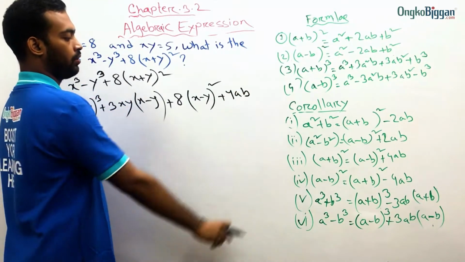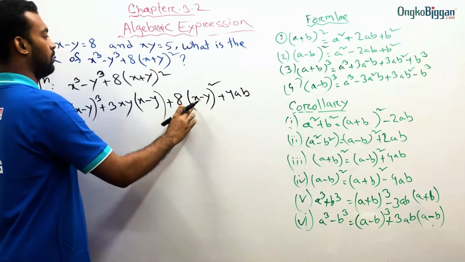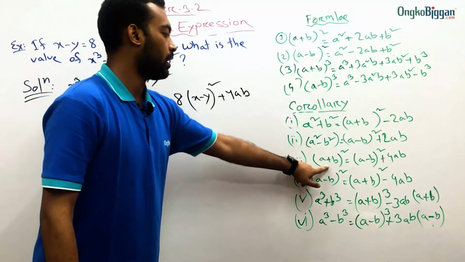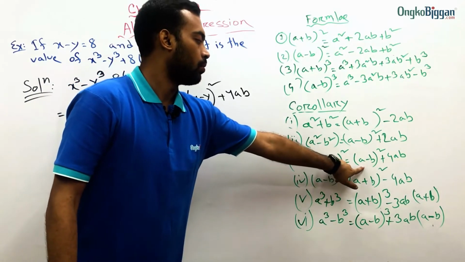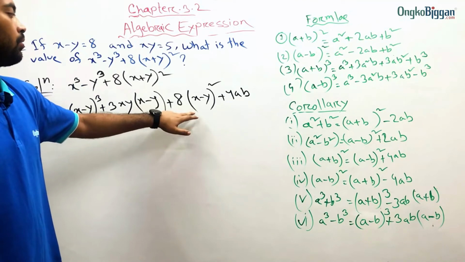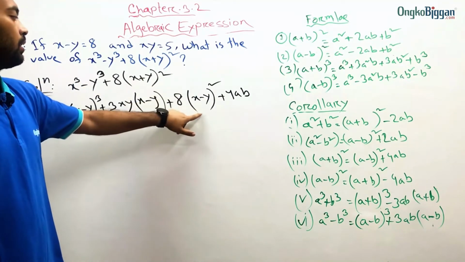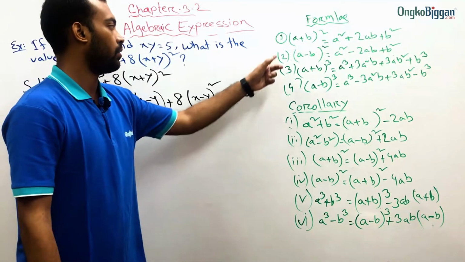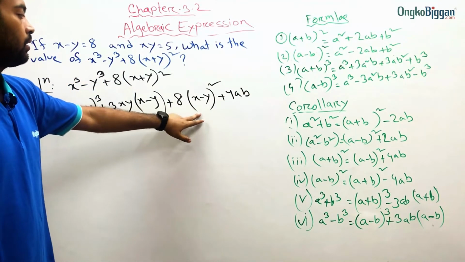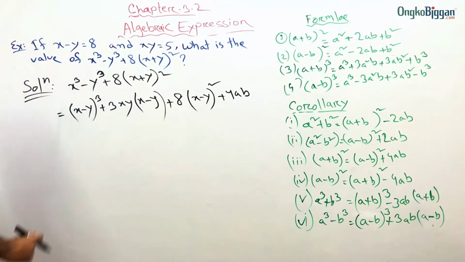So why are we using the corollary over here? Because let's see, we are given x minus y. So if we use that, we are doing the square of (a minus b) whole square, so (x minus y) whole square. If we use this corollary instead of this formula, it will be convenient for us to find out the value of this expression.